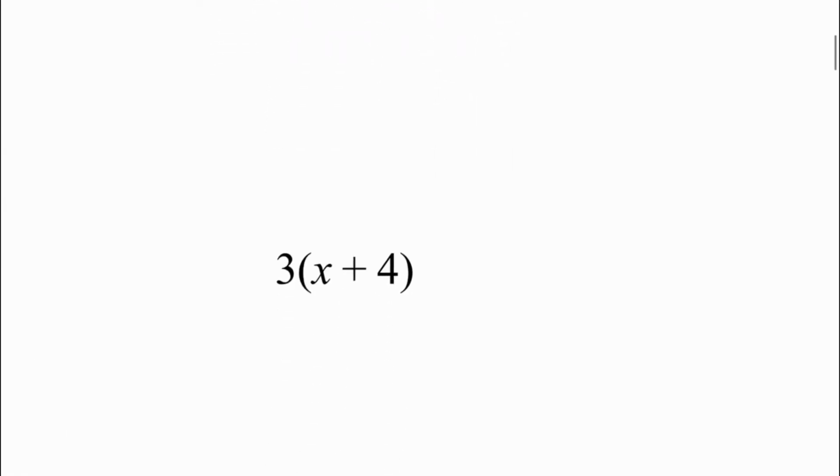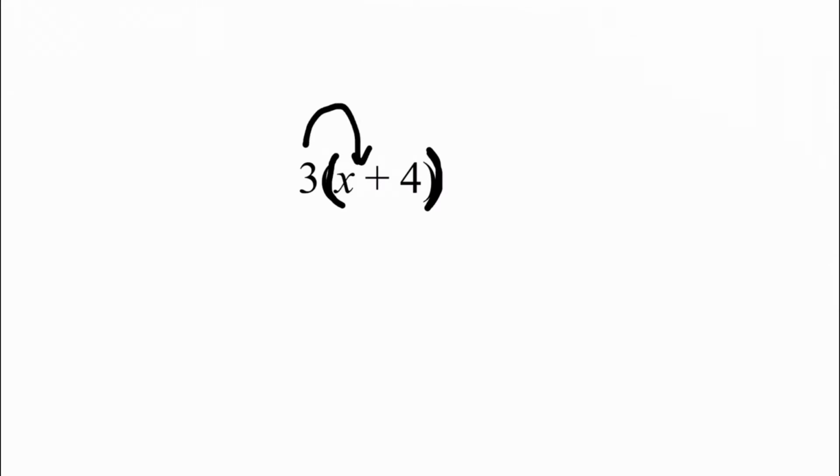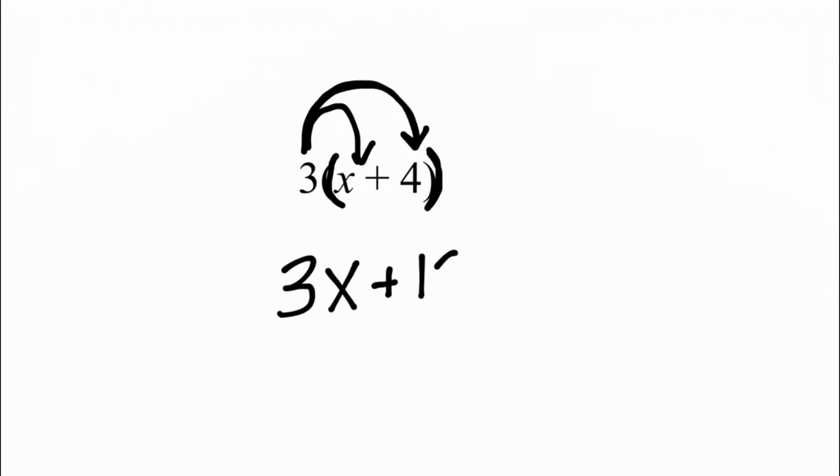So next one I want to show you is something called distribution. This is a way of multiplying also. But with distribution, what we're doing is we have parentheses, just like these, and what's on the outside gets multiplied to each thing that's on the inside. So for example, 3 times x is 3x, and 3 times 4 is positive 12. That's it. That's how you do this one.